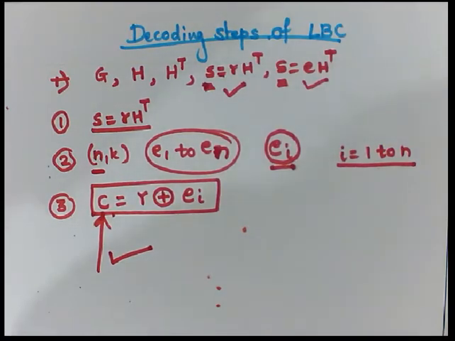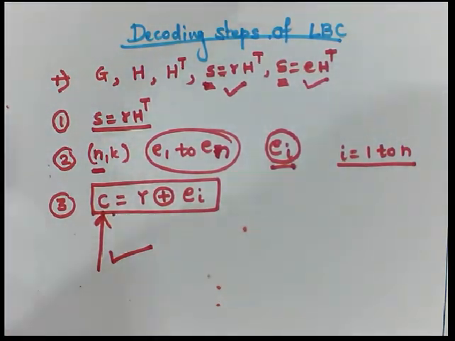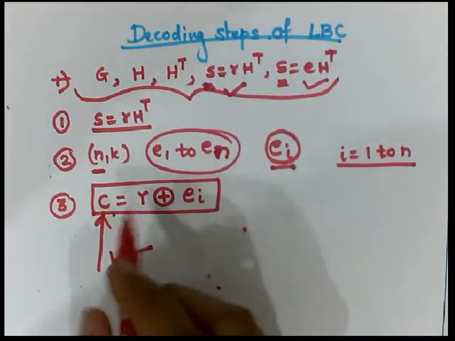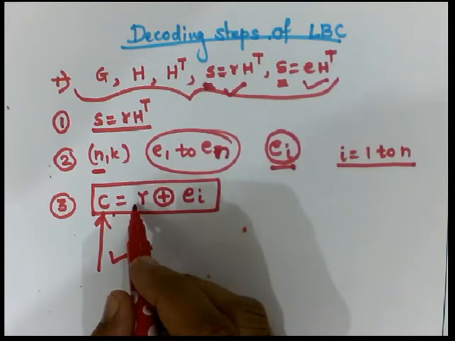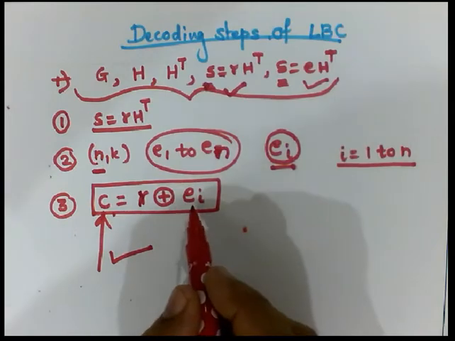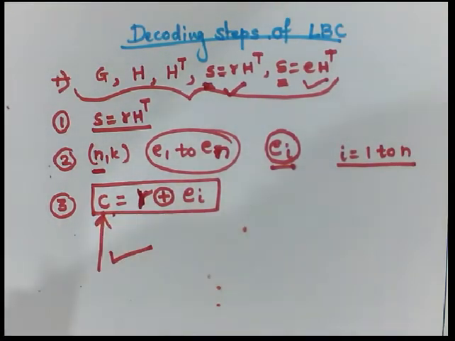This is how we can proceed to calculate any numerical based on these basic 3 steps: calculate the syndrome, compare it, and after comparison obtain the error pattern and XOR it with the received code word so as to get the corrected code word.